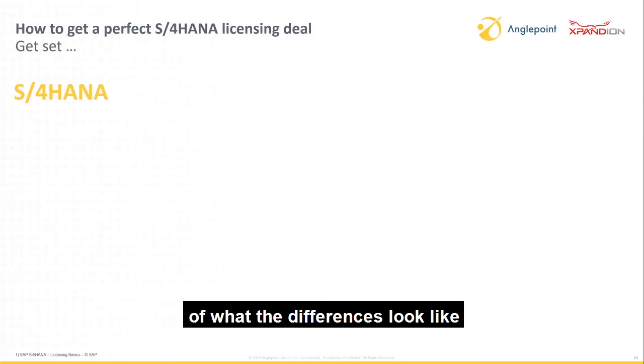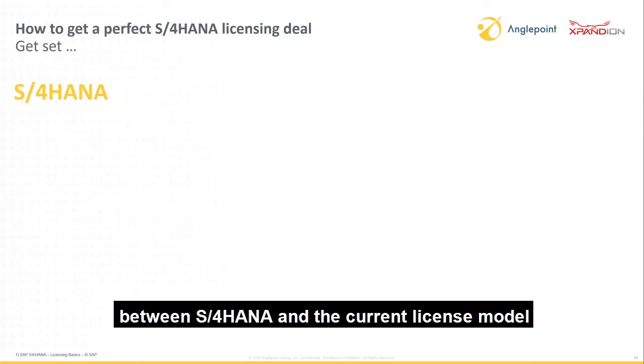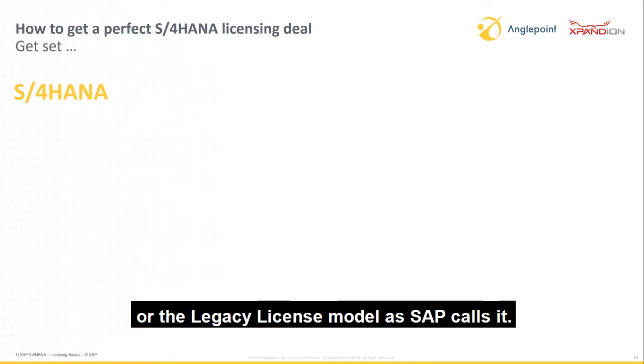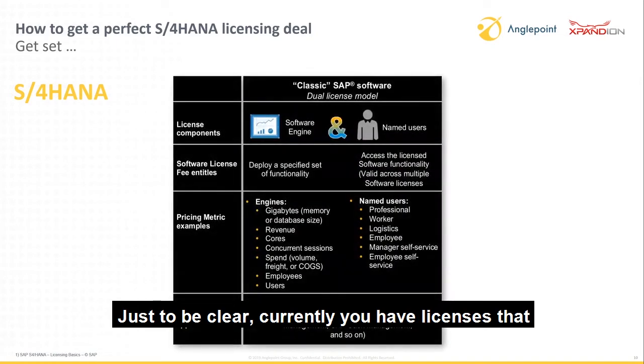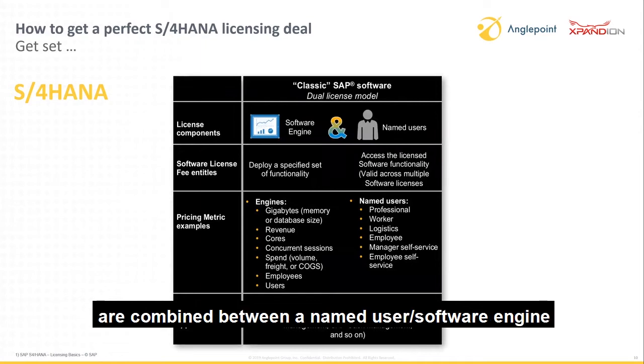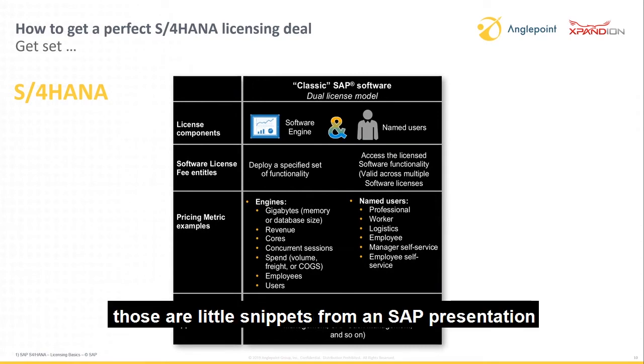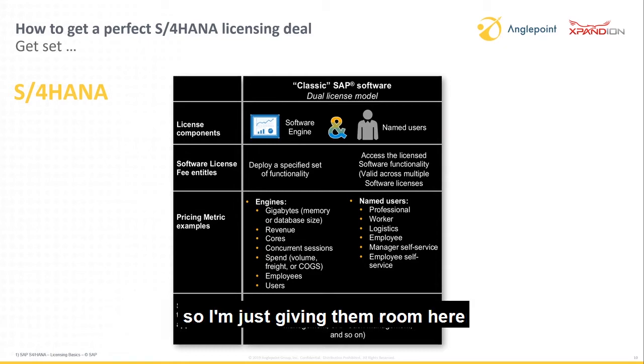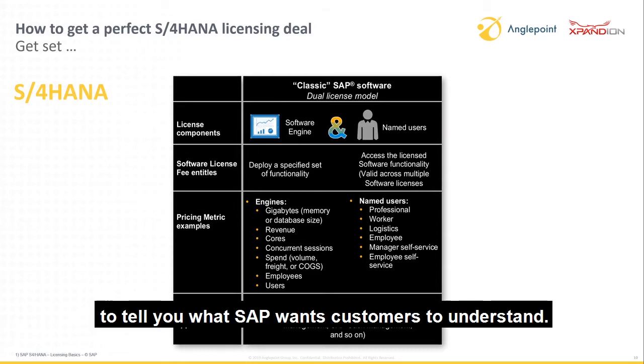So just to give you some idea of what the differences look like between S4HANA and the current license model, or the legacy license model, as SAP calls it, just to be clear, currently you have licenses that are combined, it's a kind of a named user software engine license approach. By the way, those are little snippets from an SAP presentation, so I'm just giving them room here to tell you what SAP wants customers to understand.